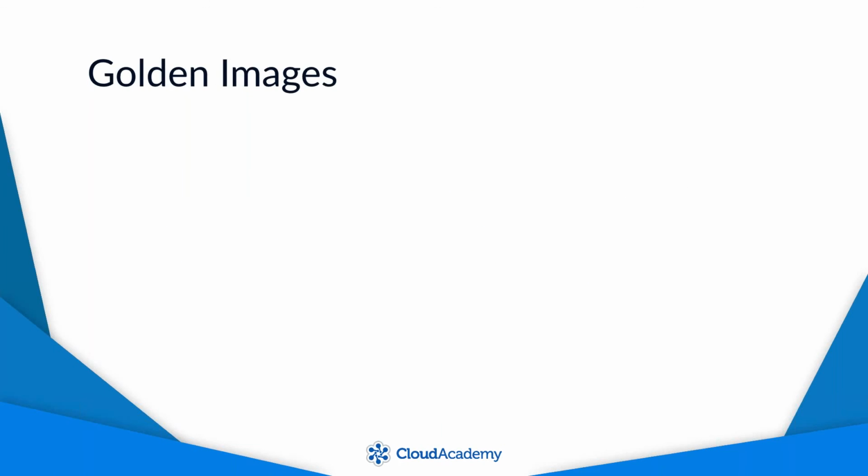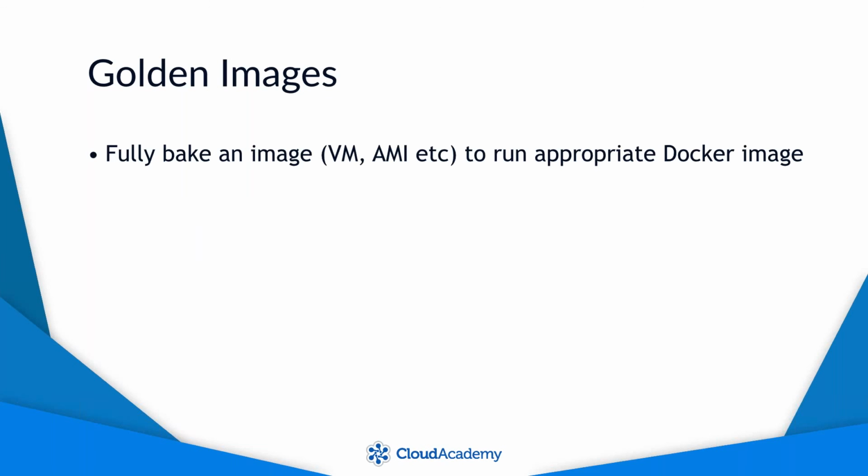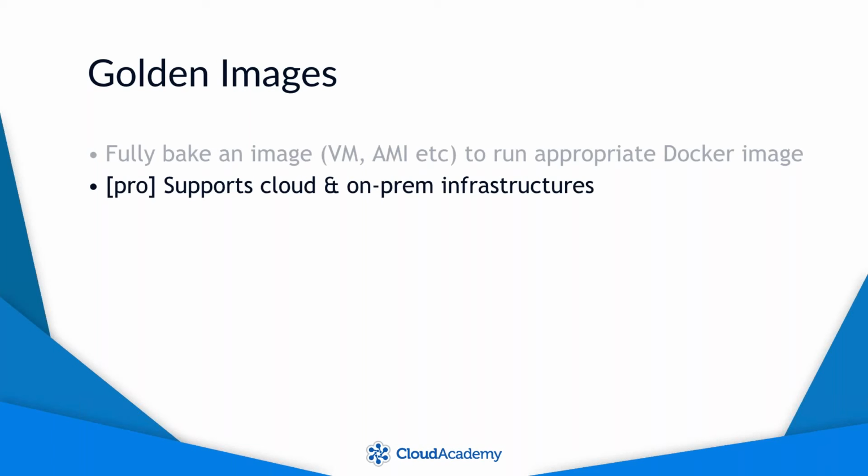So let's start off with golden images. Maybe you're familiar with this concept already, but what you do is fully bake an image. This could be an image for VirtualBox or VMware, or even an AMI for Amazon, or an image for Google Compute Platform, or even for Azure. And you can have that run an appropriate Docker image. So you have a fully baked image ready to deploy to whatever infrastructure you're using.